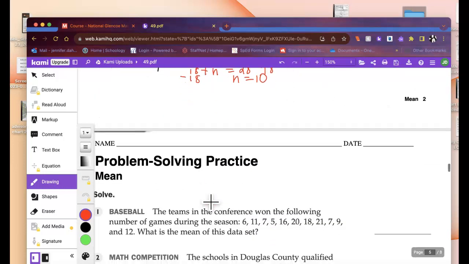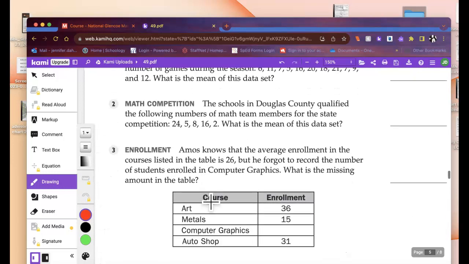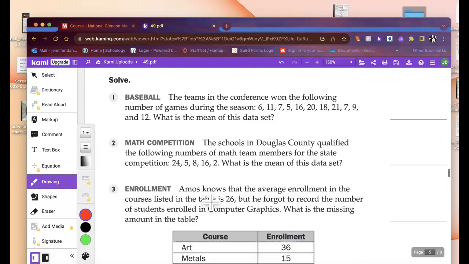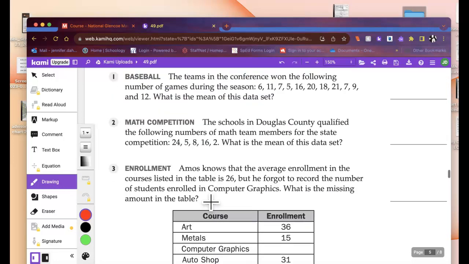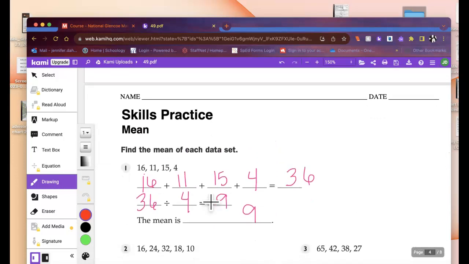Okay, then there are some word problems on the back of your sheet. The only one that is similar to this is number 3. Otherwise, the rest of them are just finding the mean. So you can go ahead and do this, and once you are done and it gets turned in, then you would be ready for the mastery check.